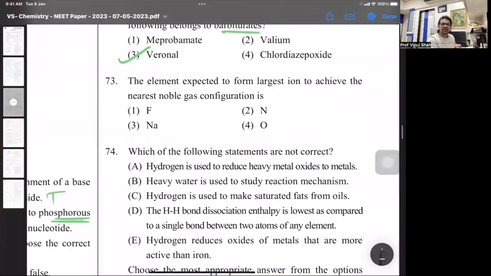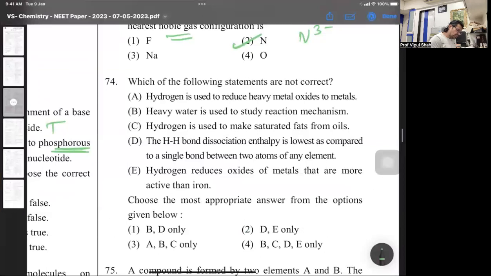Then 73, the element expected to form the largest ion. People, we know, the higher the charge on the cation, the smaller the size, and the higher the charge on the anion, the larger the size. So it's nitrogen, which can readily form a nitride ion. The nitride ion will have the configuration of neon, the nearest noble gas. And as the charge on the anion is higher, the size will be larger. So 73 is 2. Then 74, not correct. These are all the lines picked up.